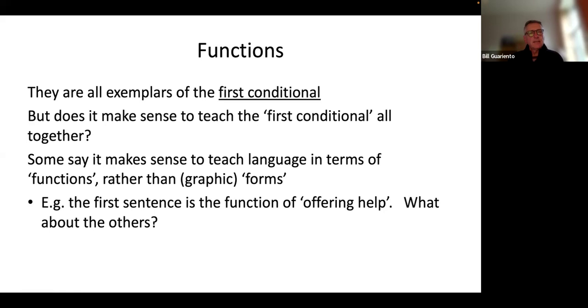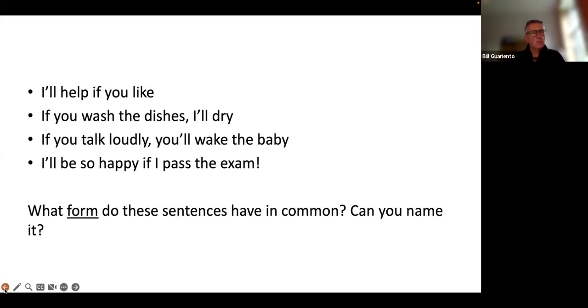Here's a question. Does it make sense to teach the first conditional, all of these sentences together? Some people say it makes sense to teach language in terms of functions rather than graphic forms. So the first sentence is the function of offering help. So the first one, the function is offering. So we've got 3 more sentences here.